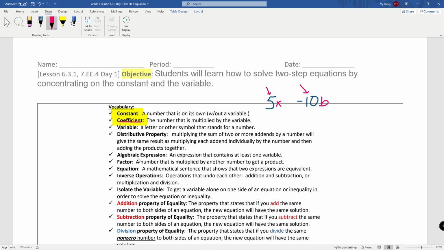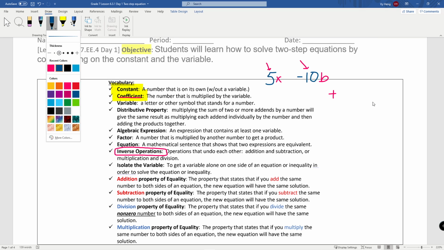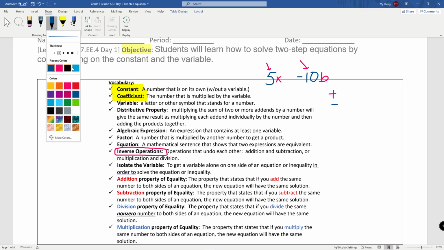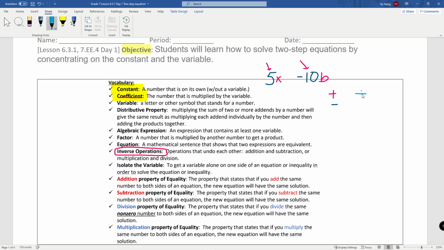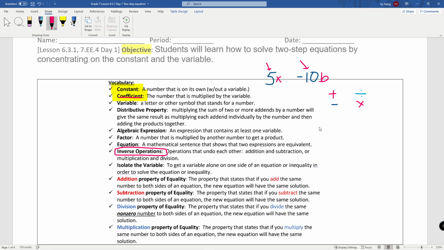And let's move on to inverse operations, right? The inverse operation just means an operation that undoes each other. For instance, if you have addition, what's the opposite of addition? It's going to be subtraction, right? Or negative. And if you have division, what's the inverse of division? Well, the inverse is going to be multiplication, right? Times. So the inverse just undoes one another, okay? So that's what it is.